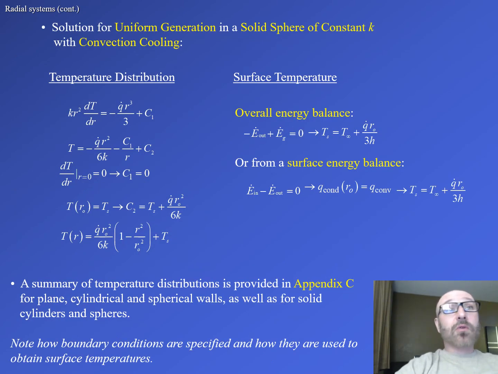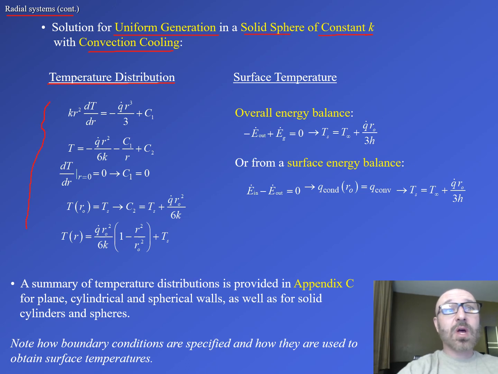So as we continue on with the radial systems, we want to take a look at our solution for a uniform generation in a solid sphere of constant k with convection cooling. This is a rather specific problem. Before this, we can come up with our temperature distribution relationship. We can see the following relationships here.